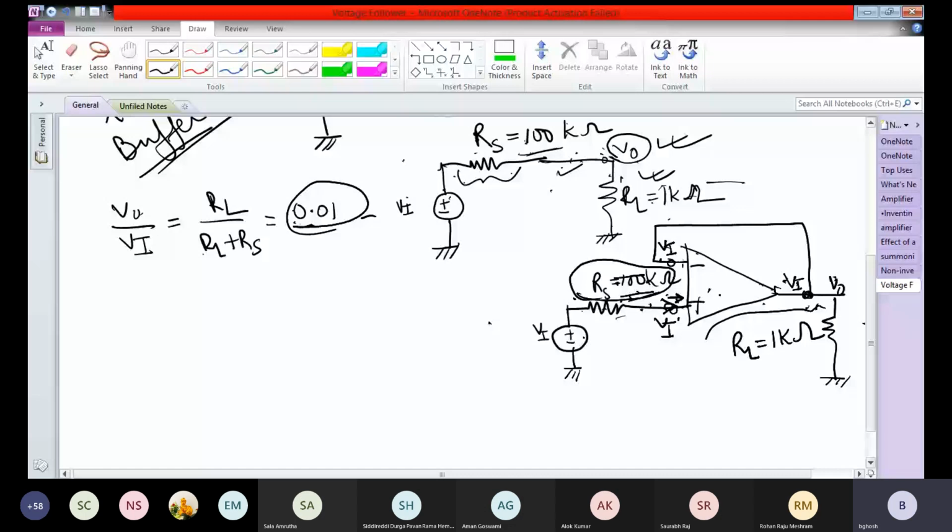So how do you do that? Because if you directly connect, there will be severe loading effects if the source resistance is high. So then you connect a buffer or an impedance transformer in between to effectively eliminate the loading effect.